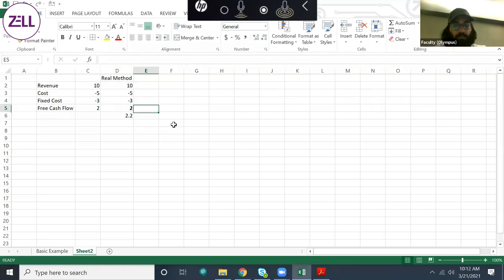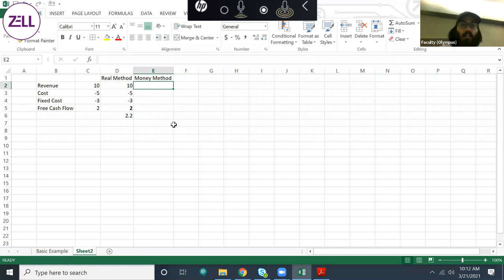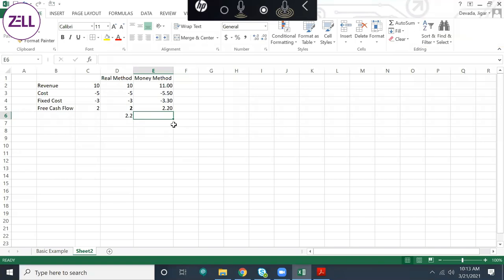Then we have the money method. What happens in the money method? I'll do this into 1 plus 10%, then this, and I'll come to 2.2. Everyone understood? Now, can you tell me the difference between the money method and the real method? Money method is for individual line items, and real method is when you discount at the overall thing.